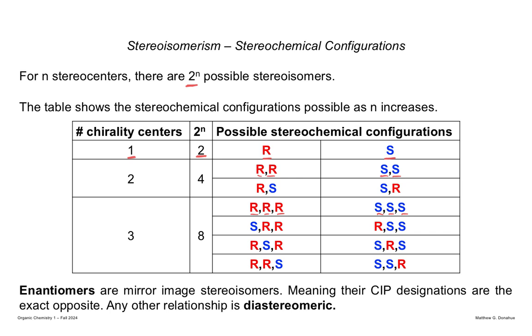So again, mirror images are enantiomers. And the designation has to be exactly opposite. But what about these 4 here? So RR and SS are enantiomers. What about the relationship between RR and RS? What's their relationship? These are called diastereomers. Since it starts with di, I just think different.